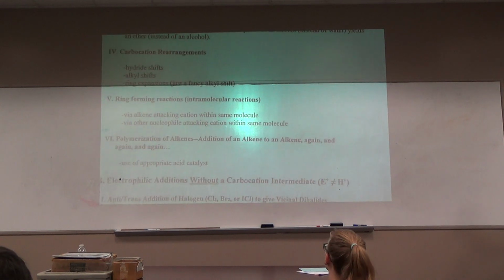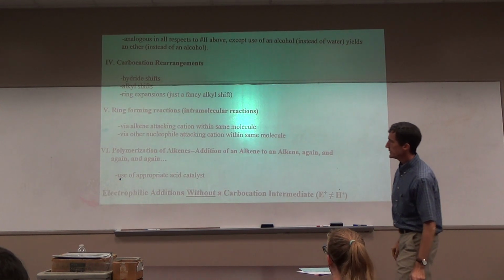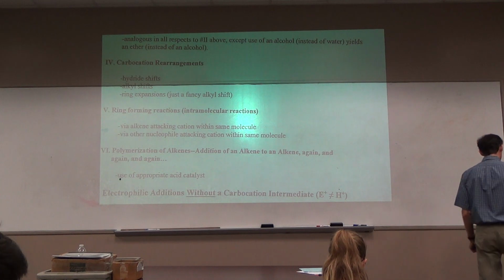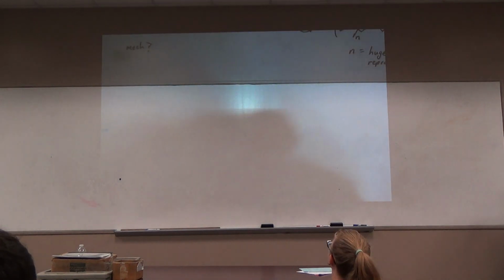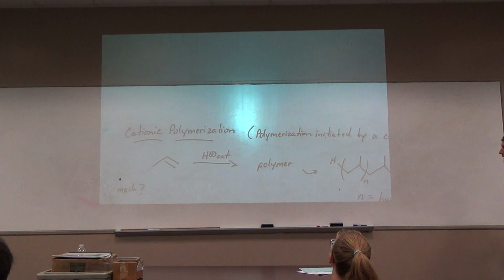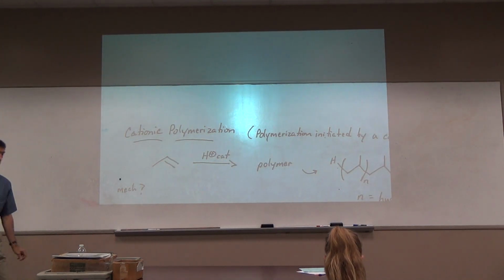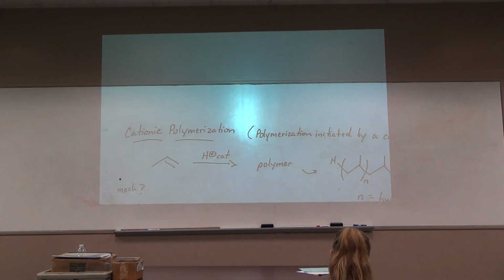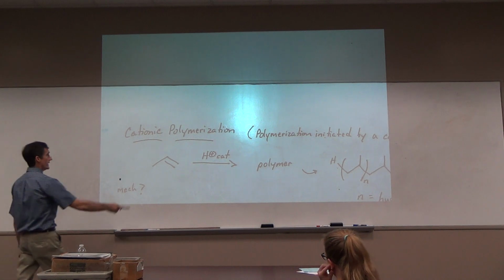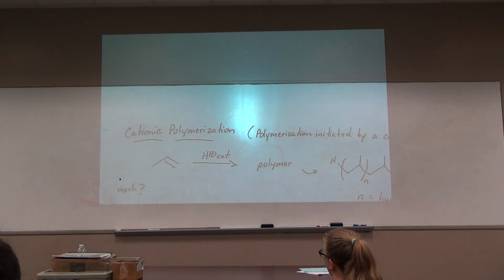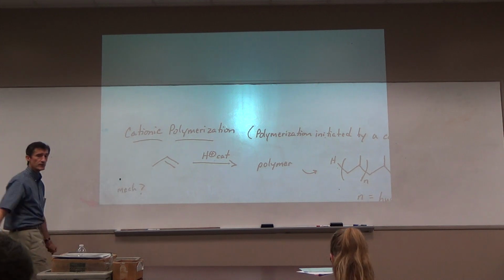What's next here? Polymerization of alkenes. What type of polymerization are we going to look at? Cationic polymerization, yes. Is this worth noting and understanding? I think so, if it's a heading here on one of my handouts. Perhaps there'll be other types of polymerizations as we go along.